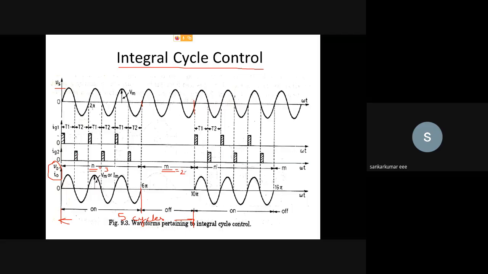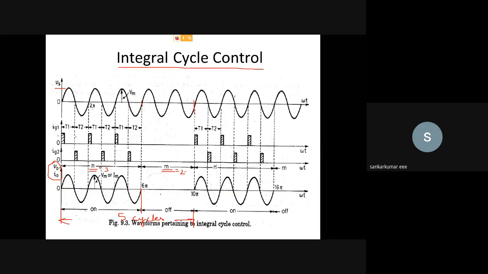Depending upon the turn on cycles and turn off cycles, the output voltage magnitude will be varied. If the number of on cycles is high, the output voltage will be high, and if the number of off cycles is high, the output voltage will be low. So depending upon the number of turn on cycles, the magnitude will be high.